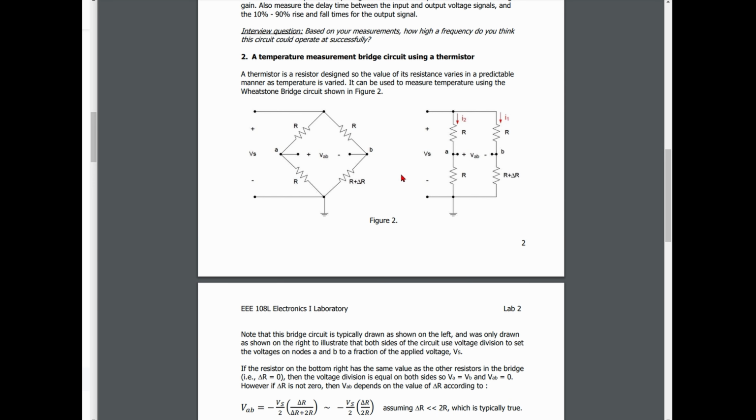I didn't look at this in the last video, but I should have. I forgot to include this. But it was just going over a temperature measurement bridge circuit using a thermistor.